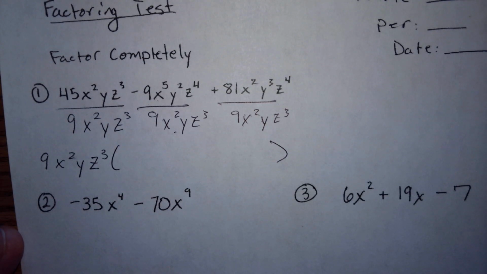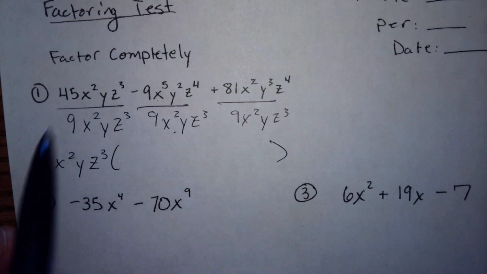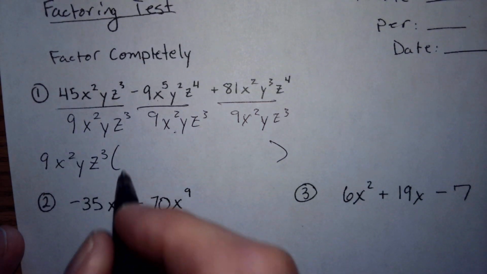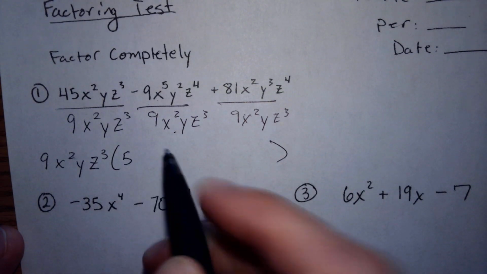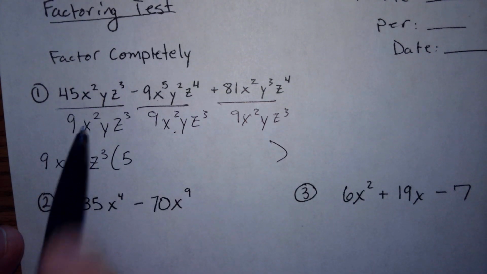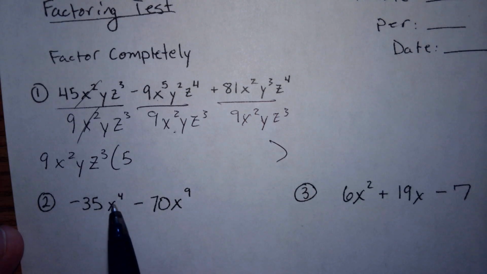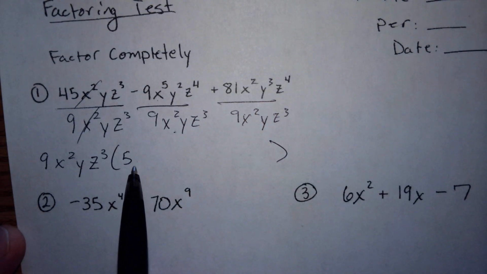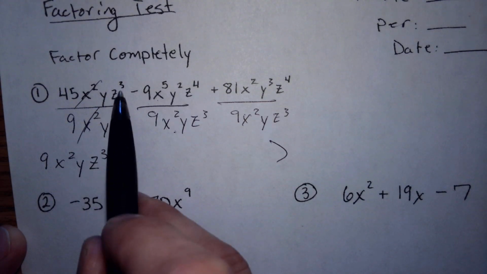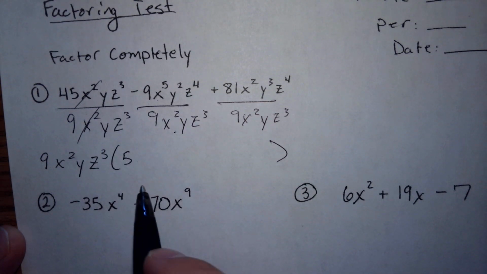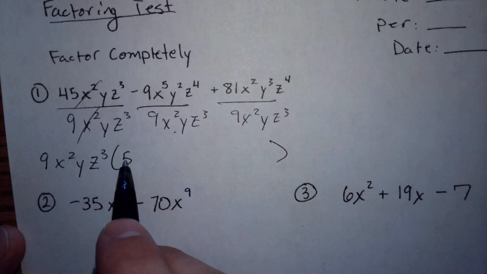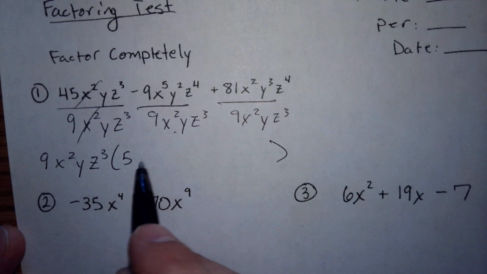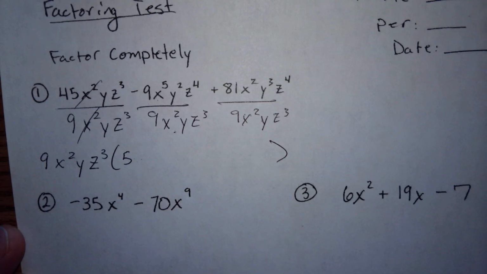And then you just do the division. For the numbers, you're just dividing. 45 divided by 9 is 5. X squared divided by x squared goes away. It cancels out to 1, so it would be 5 times 1. We don't need to write the 1. And then y divided by y, same thing. Z cubed divided by z cubed is the same thing. So this would all be 5 times 1 times 1 times 1. So we're just going to write 5.